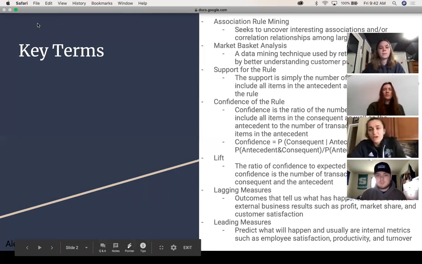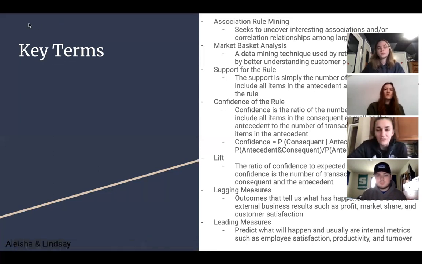Our next key term is lift, which is defined as the ratio of confidence to expected confidence, with expected confidence being the number of transactions that include the consequent and the antecedent. Next is the term lagging measures, which are the outcomes that tell us what has happened and are often external business results, such as profit, market share, and customer satisfaction.